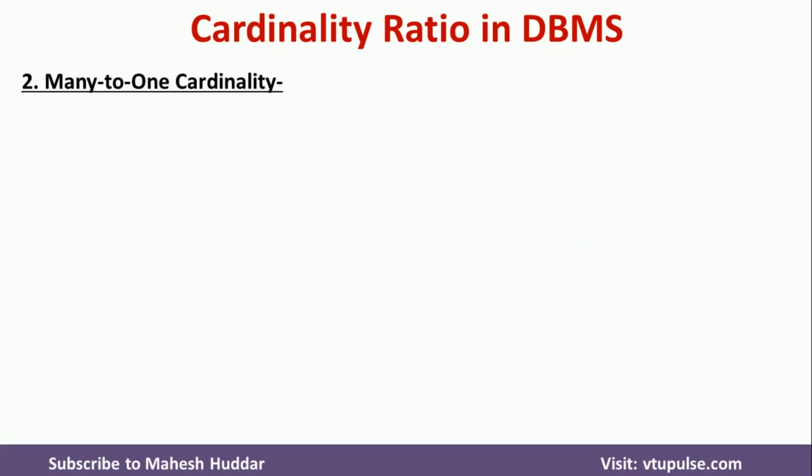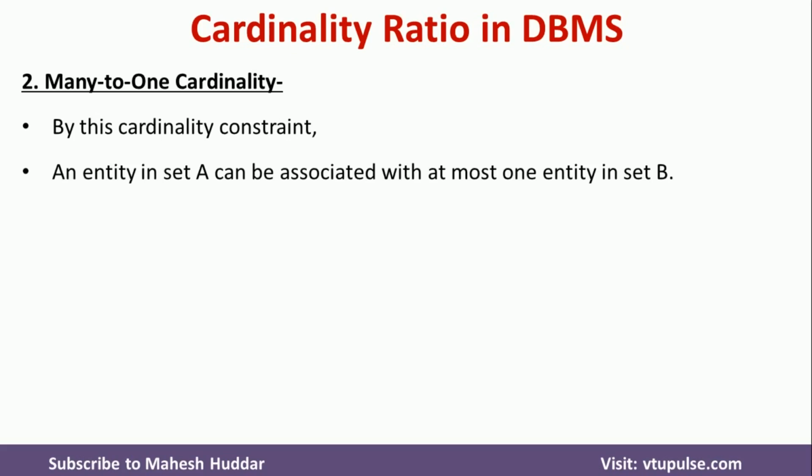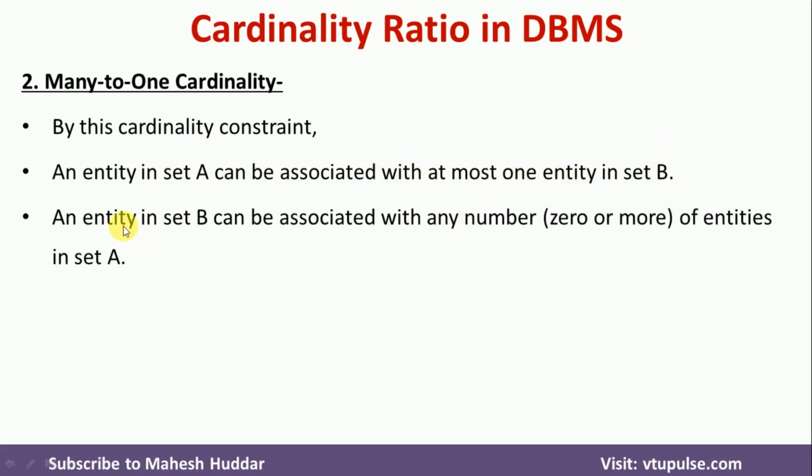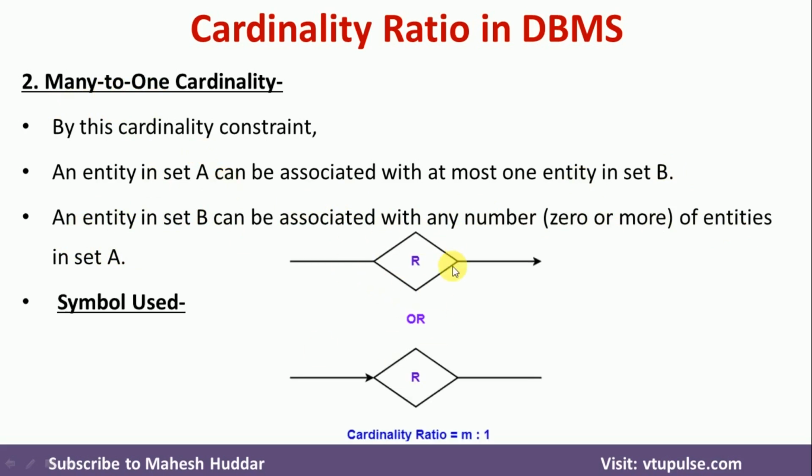The second cardinality ratio is many-to-one cardinality. By this cardinality constraint, an entity in set A can be associated with at most one entity in set B, but an entity in set B can be associated with any number of entities in set A. So that is the meaning of many-to-one cardinality here. This is the symbol used to represent many-to-one cardinality. Towards B we have an arrow in this case.